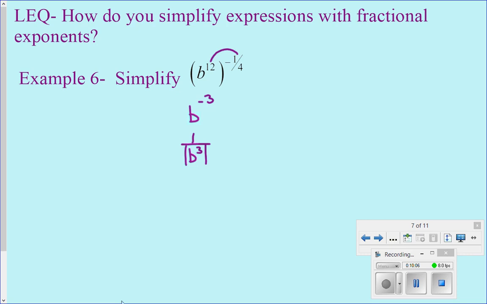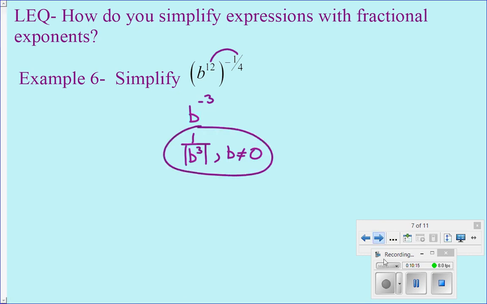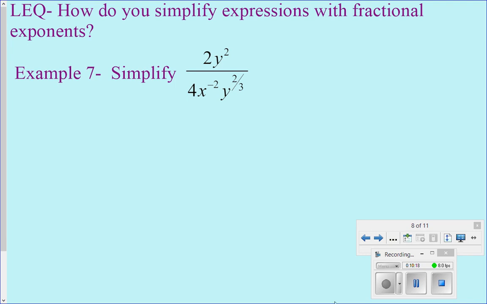Now I see b in the denominator of a fraction, which means I need the domain restriction. B is not equal to 0. And that's my final answer. Okay, one more example today. Actually, I think we have two more examples.